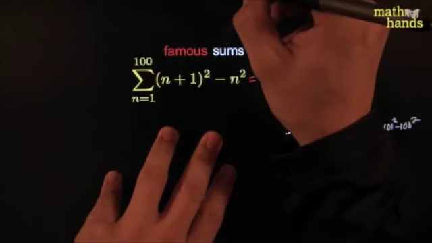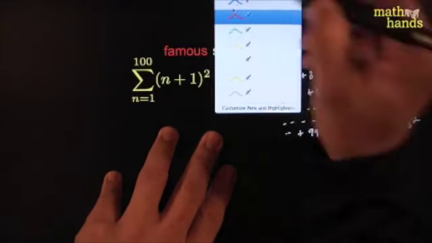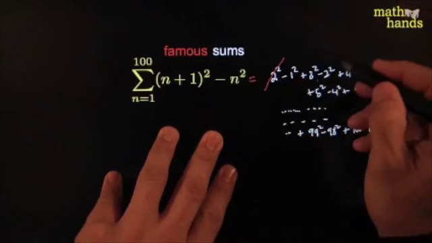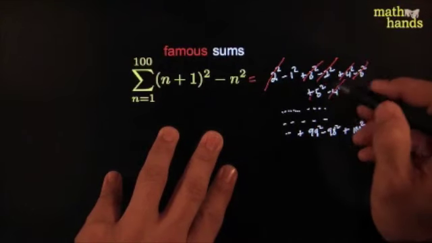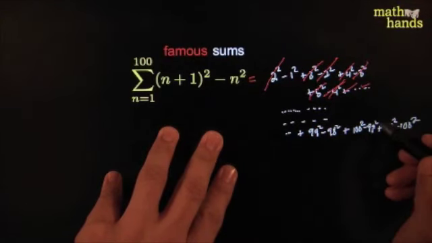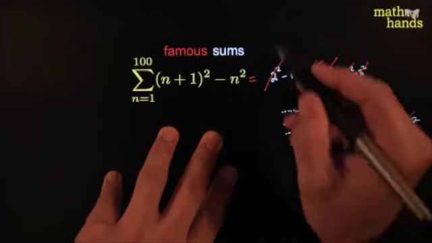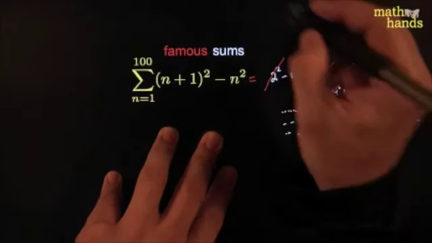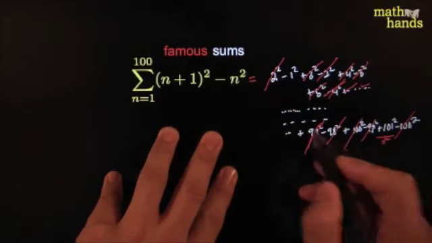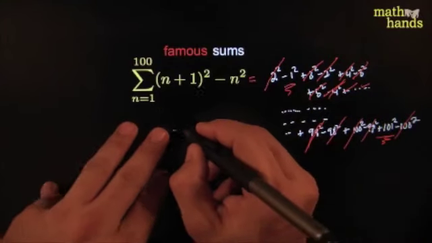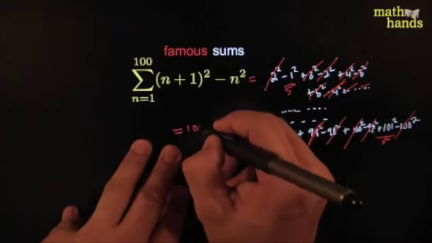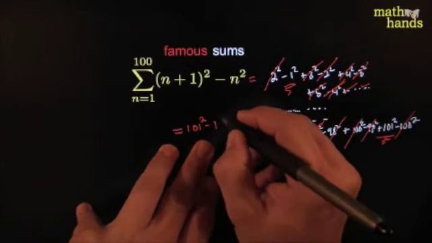And then I start to notice the pattern here. What cancels? Almost everything cancels. That 2 goes. That 3 goes. That 4 goes. Everything goes. The 99 goes. The 98 goes. The 100 goes. Aha. In this case, the only thing that's left over is next to the last and next to the first. So that would be a grand total of 101 squared minus 1 squared.